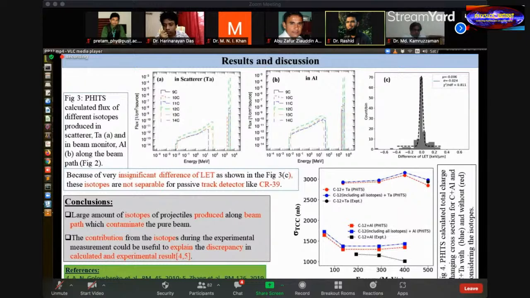In this study, we wanted to know how these isotopes can play a role during experimental measurement. Figure 4 shows the total charge changing cross-section as a function of energy. If you consider the production cross-section of isotopes, then the total charge changing cross-section becomes higher, as shown by the blue line, than without considering the isotopes, as shown by the red line. So we can conclude that the contribution from the isotopes could be useful to explain the discrepancy in calculated and experimental results, especially in the lower energy region.